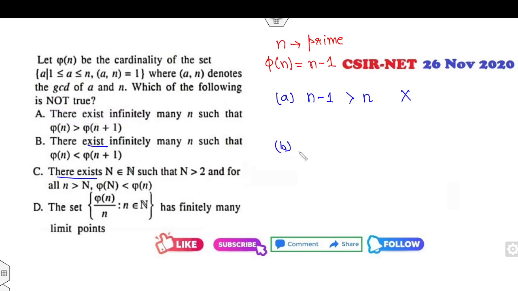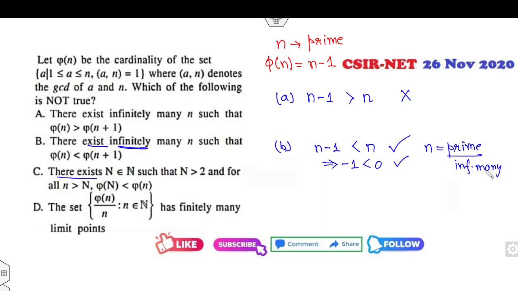Look at the second option: n minus 1 is less than n. Yes, it is always true, because n minus 1 is less than n always holds. So there exist infinitely many such n. If I choose n as a prime, we all know there are infinitely many primes. Therefore this option is a correct statement. But I need the one that is not true. So this option is my true statement, which means this option is cancelled out.